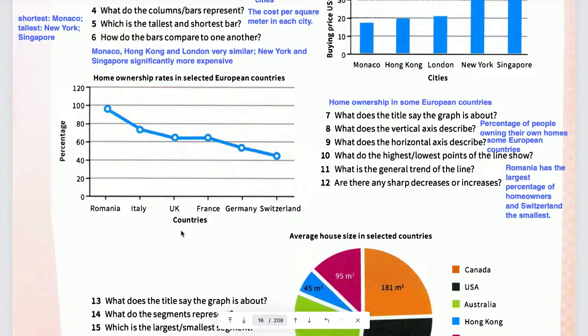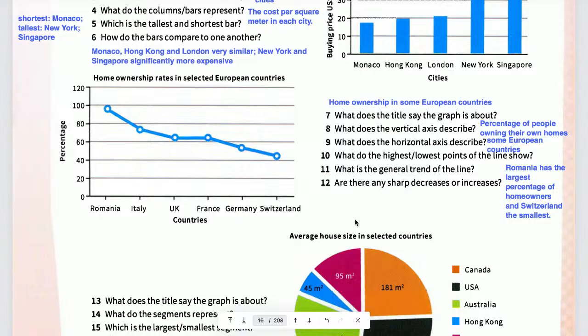Okay, so what is the general trend of the line? So the general trend of line là nhìn chung chung thì nó sao? Tức là ý là chung chung thì mình thấy nó sao?